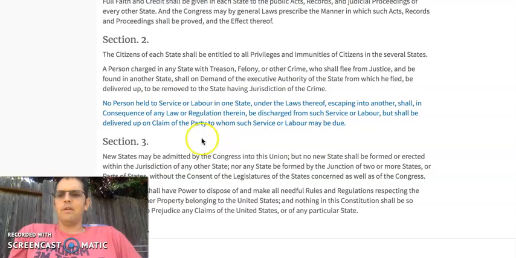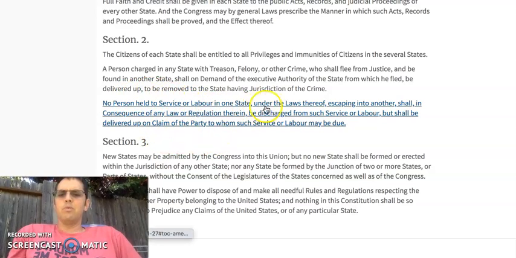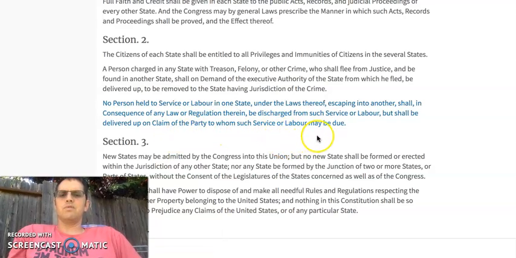No person held to service or labor in one state under the laws thereof escaping into another shall in consequence of any law or regulation therein be discharged from such service or labor, but shall be delivered up on claim of the party to whom such service or labor may be due.